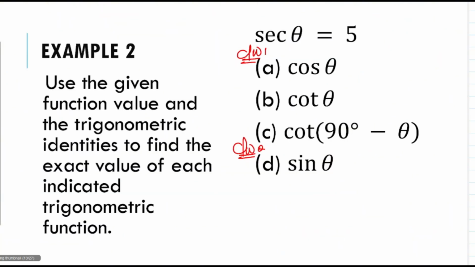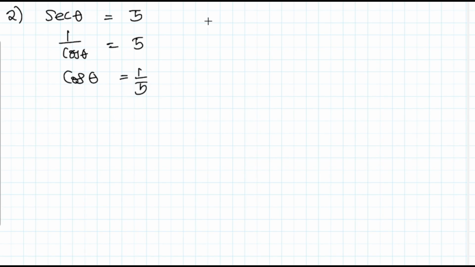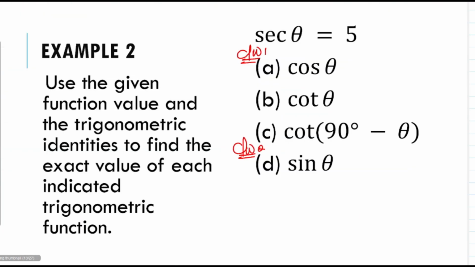So remember what we have here is sec theta equals 5. And you know that sec theta is 1 over cos theta, which equals 5. If we turn it upside down, we have cos theta equals 1 over 5. So let's see what we can do from here.